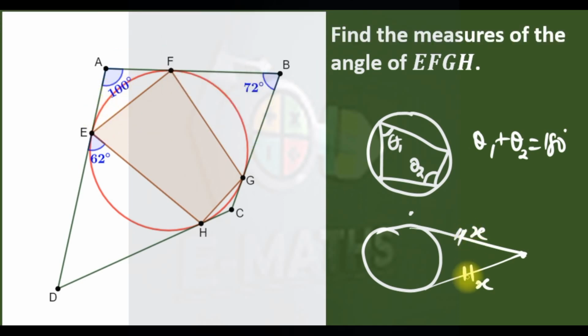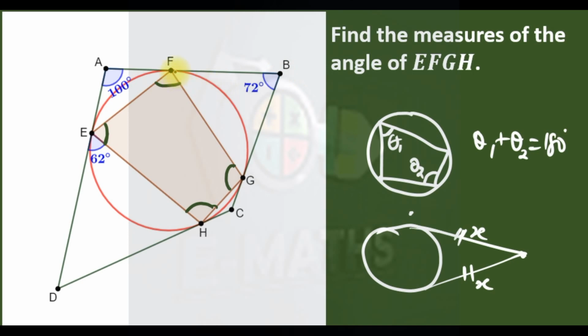Looking at it with what I just explained, since EFGH is a cyclic quadrilateral, once I know this angle, I subtract it from 180. That's what I have here. And if I know this, I subtract from 180 to get this. So let's now solve.